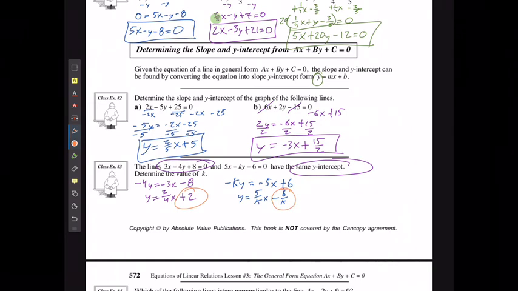If they have the same y-intercept, then that means that if I have negative 6 over k, it has to equal positive 2. Which means that when I multiply k to both sides, negative 6 is equal to 2k, or divide both sides by 2, negative 3 is equal to k. And there's my answer.